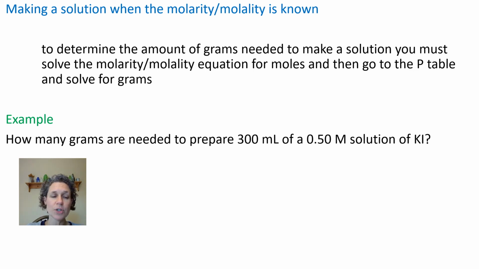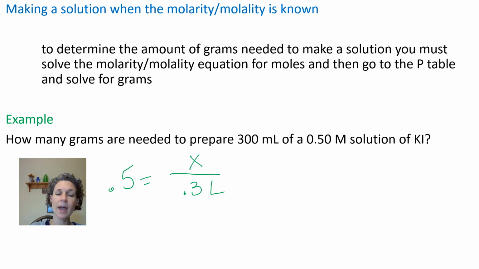So to do this one, you set it up backwards. So you have 0.5 equals, and then I've got 300 milliliters. Remember, that's 0.3 liters.